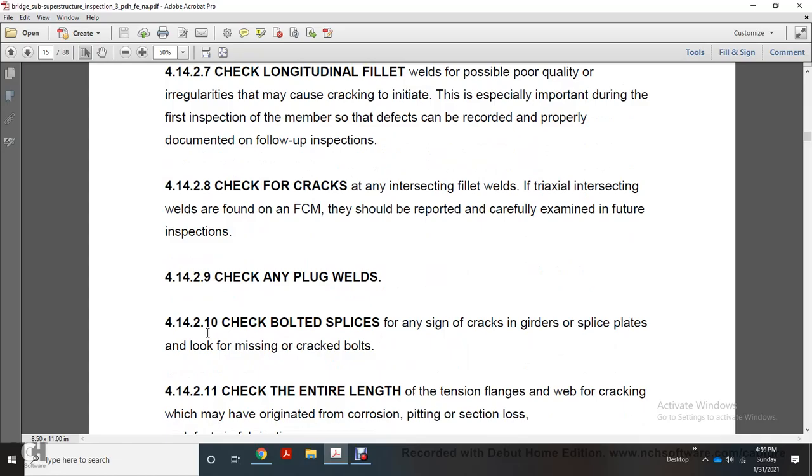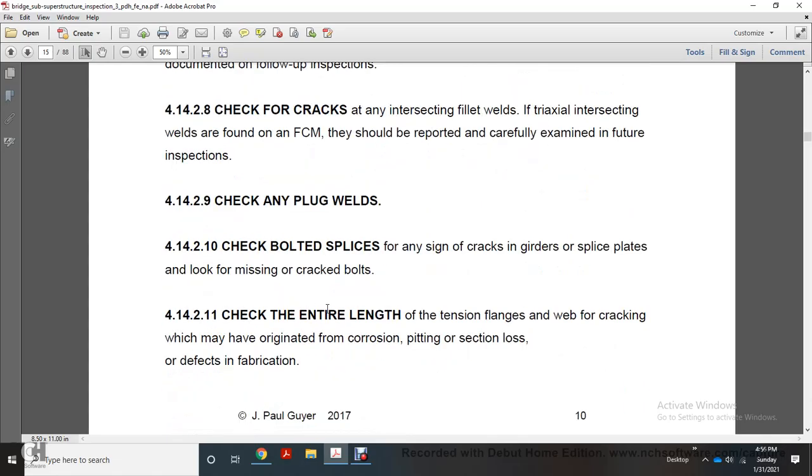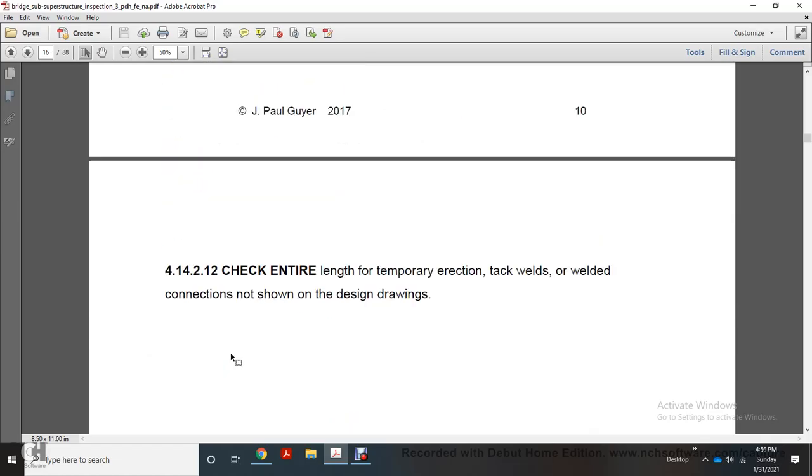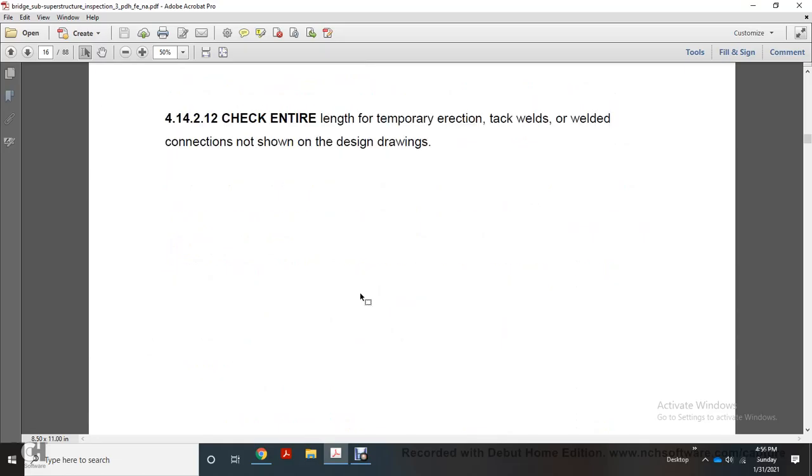Check any plug welds. Check bolts and splices for signs of cracks in girders and splice plates, and for loose, missing, or cracked bolts. Check the entire length of the tension flange web for cracking, which may have originated with corrosion, pitting, and section loss, or defects in fabrication. Check the entire length of temporary erection welds, tack welds, or welded connections not shown on the design drawings.